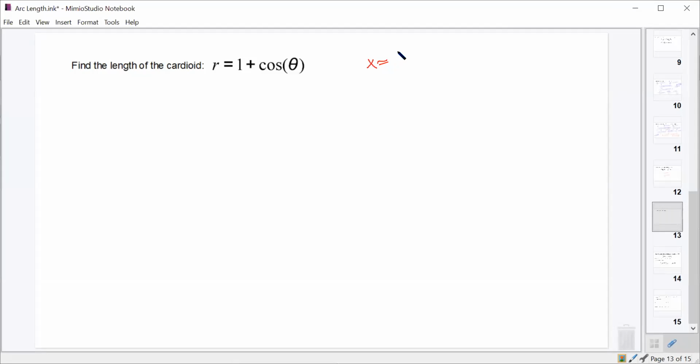You should have had x equals cosine theta plus cosine squared theta, if you distribute the cosine through. And y would be equal to sine theta plus sine theta cosine theta. Good there or no?